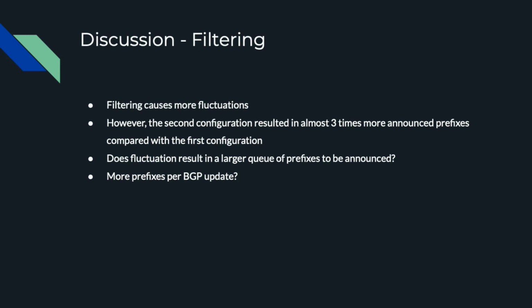However, the reason for this behavior remains unknown, but it can potentially be a consequence of the increased fluctuations for the second and third filter configuration, where the root server needs to queue up a bigger set of prefixes to announce, leading to more prefixes reaching the peers in each BGP update.